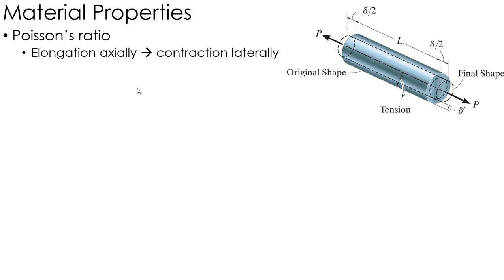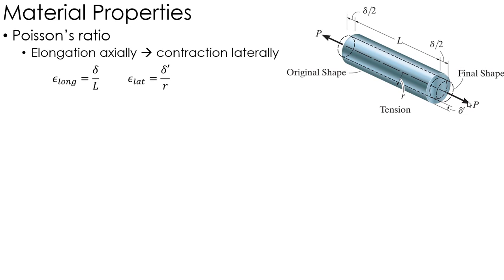What do I mean by that? Well, when it increases in length, say I've got tension P acting on this, pulling it out, it increases some length, delta, to a new length. When that happens, the actual cross-sectional area shrinks, or the radius shrinks by some delta prime. Conversely, if I compress something, the middle actually increases. So if I shrink the length of it, the area actually increases.